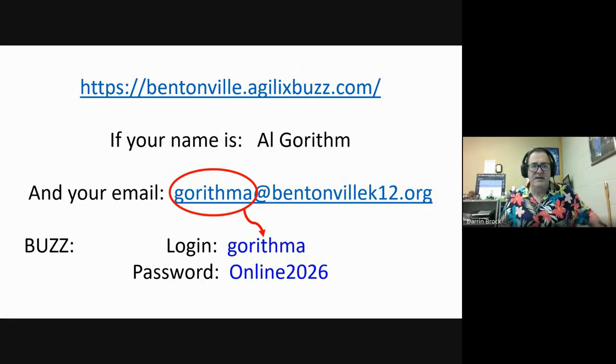As I pointed out, there's your login. If you're new, there's your password. If you're not new, you can change the password once you get in there. You click on your name up in the right corner, and you can change the password to whatever you want it to be. The first time for your new students, the password is there on the screen. And again, just use the first part of your email that's circled as your login name. And the link is right there in Google Classroom.